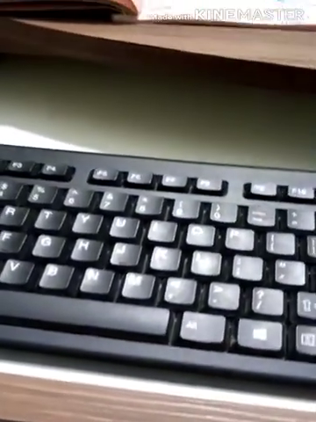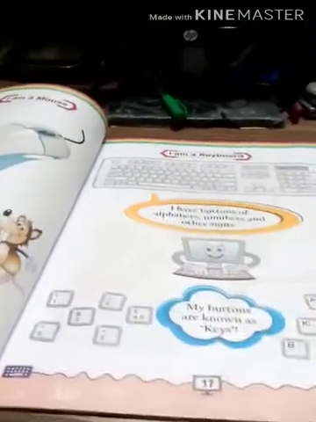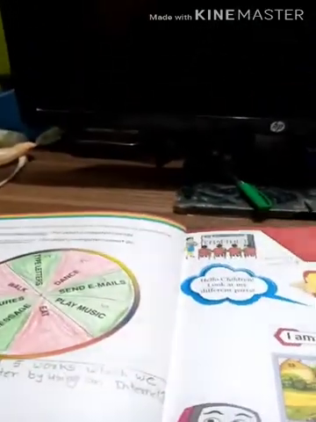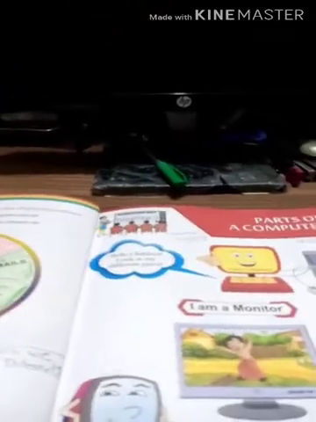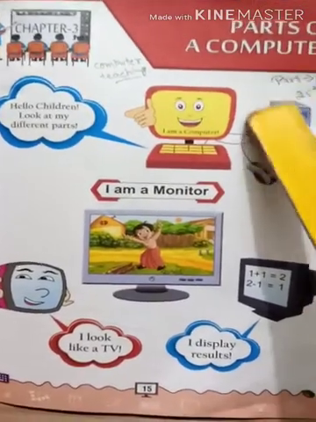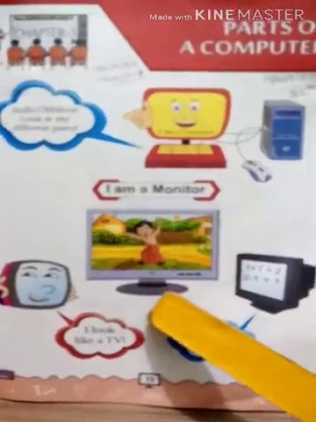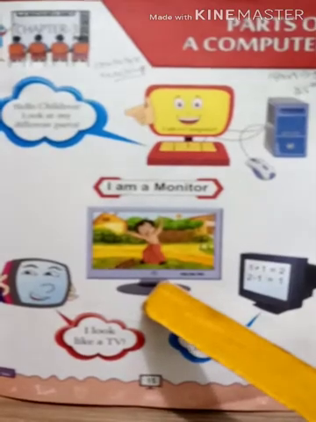So these are the different parts of our computer system which you have to learn, and I have explained them in this chapter. Once again I am going to explain it for your convenience. It is lesson number 3, parts of a computer. The first one is the monitor. If you look at your screen, it is our monitor.